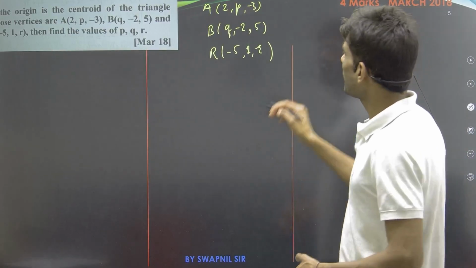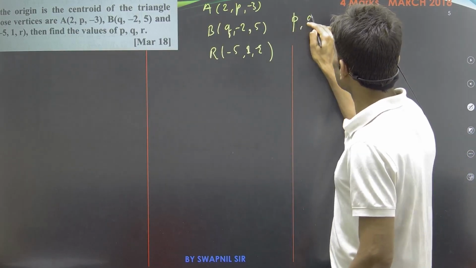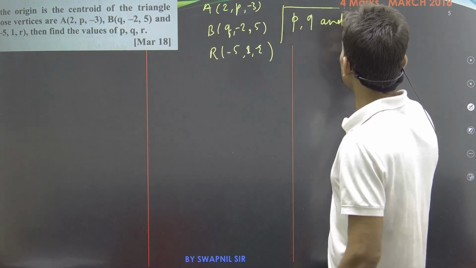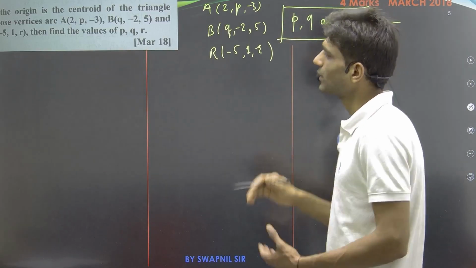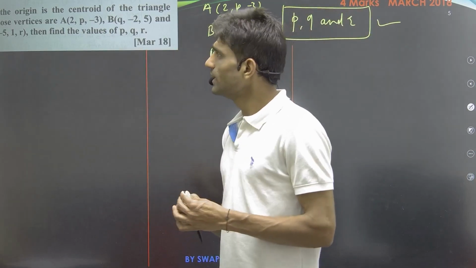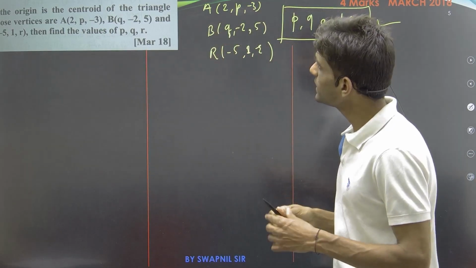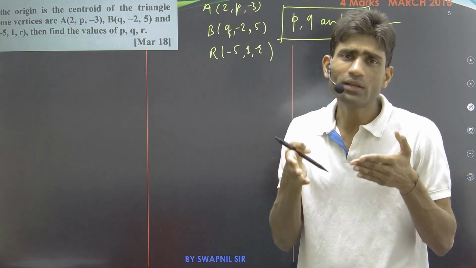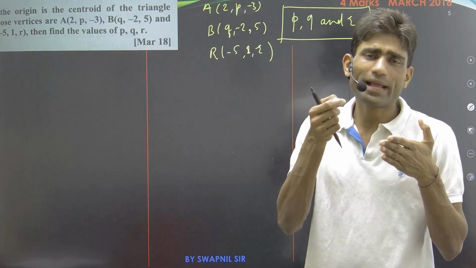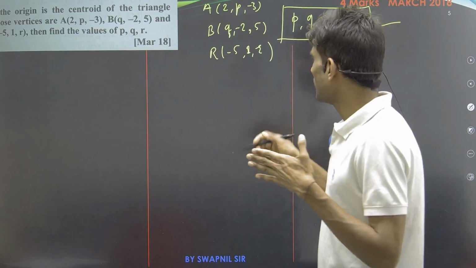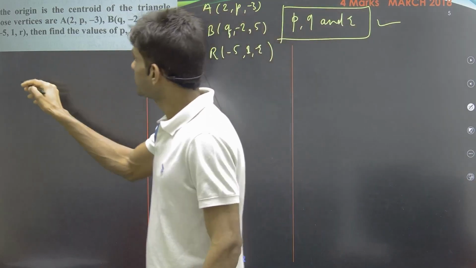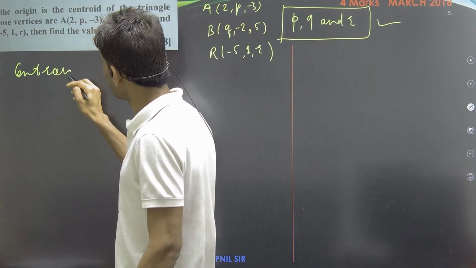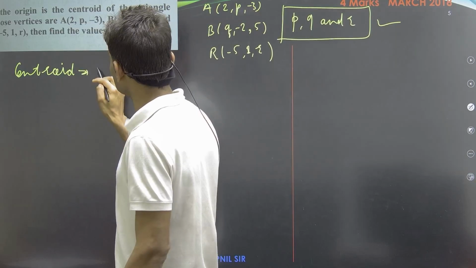Okay, and what we want here is the value for p, q, and r. We want these three variables. Given three vertices and one more condition, that the origin is the centroid of the triangle, the centroid of our triangle goes to the origin.